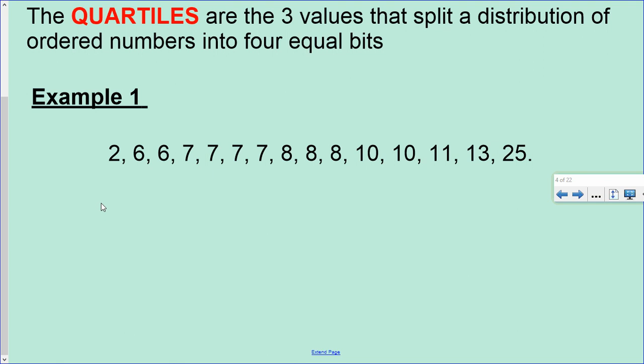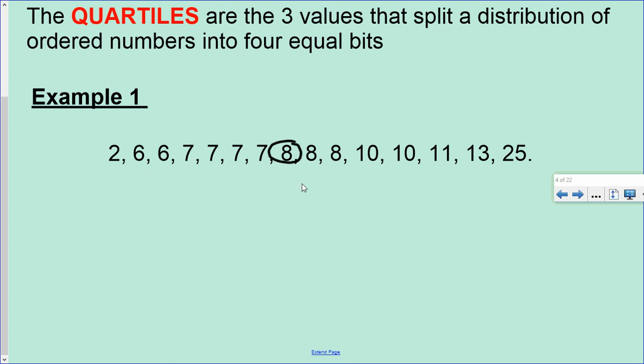So the first thing we need to know is how many numbers we have. We've got 1, 2, 3, 4, 5, 6, 7, 8, 9, 10, 11, 12, 13, 14, 15. So we want a number that's going to split 15 right in the middle. It's up to you: you can use your fingers at either side and move them in one at a time, or just count through. This would be your middle number. Let me try that circle again.